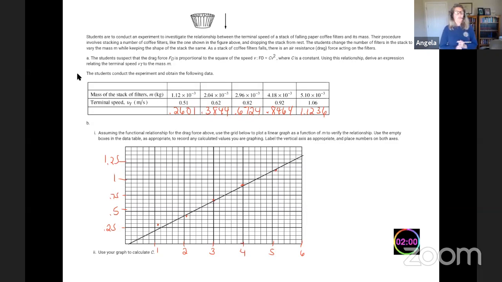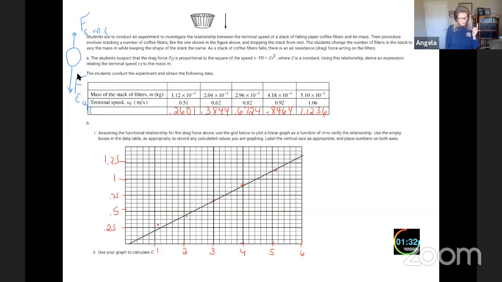I hope you guys drew a force diagram. So basically, here are the coffee filters. You have the force of the earth on the coffee filters, and then you have the force of the air on the coffee filters, which changes, right? So at first, the force might be kind of small because the speed is small. This is the force of the air on the coffee filters.